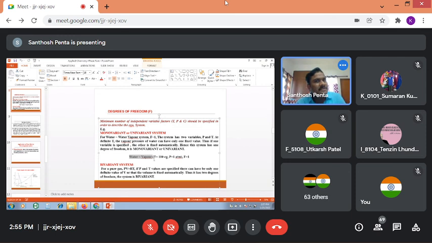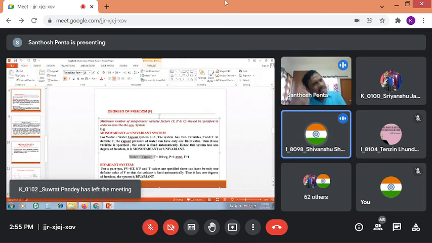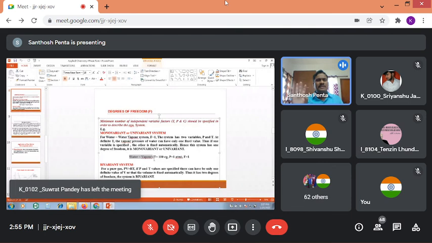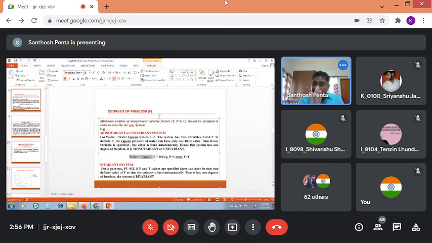What about temperature? 100 degrees Celsius. 100 degrees centigrade only, no doubt at all. It cannot change. That is a constant. That means if you know one independent variable factor, then automatically you can predict the other variable factor. So here F is equal to 1. Hence it is monovariant or univariant.